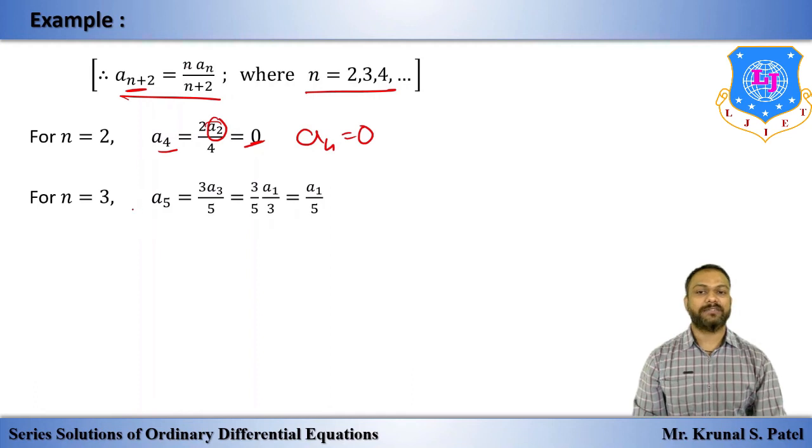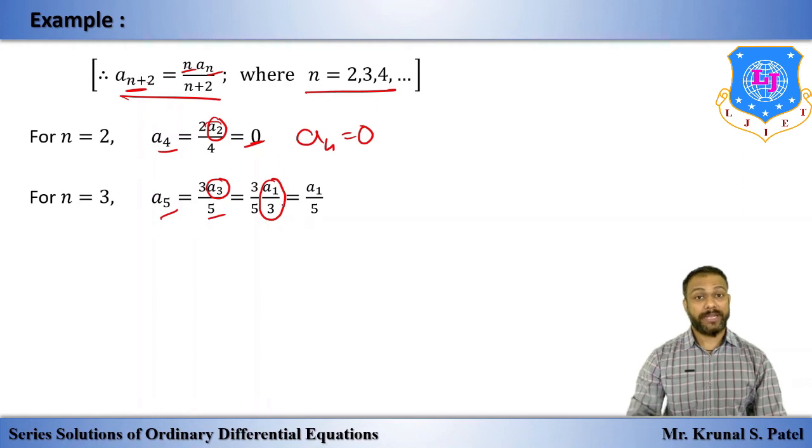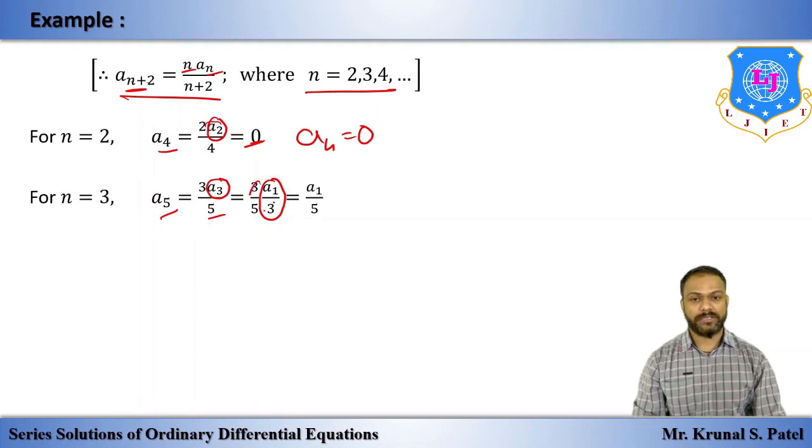Now we will put n equal to 3. So 3 plus 2 is 5. This is a3, and 3 plus 2 is 5. Now what is the value of a3? We know that the a3 value is a1 by 3. We already found it. So by cancelling out this 3, we have a1 by 5.